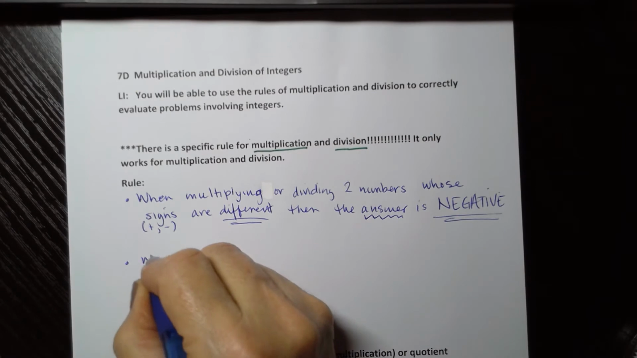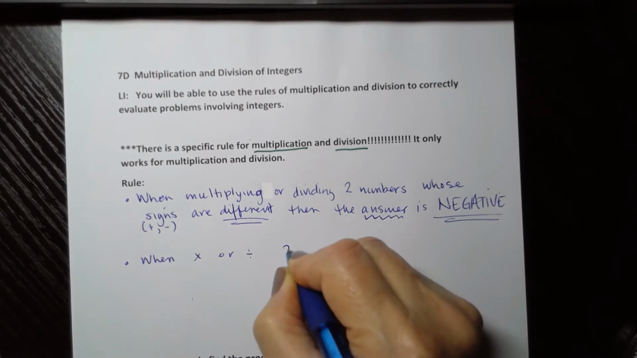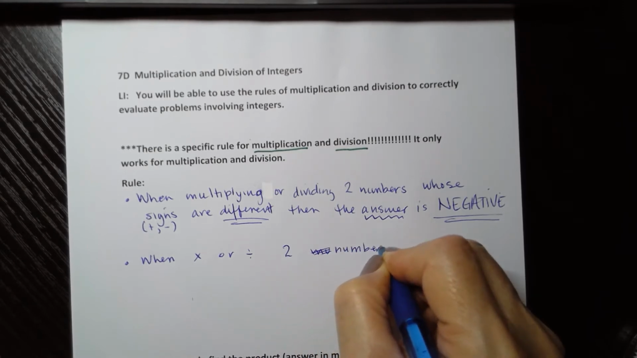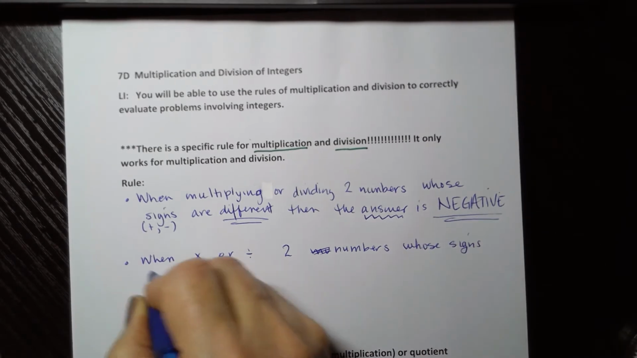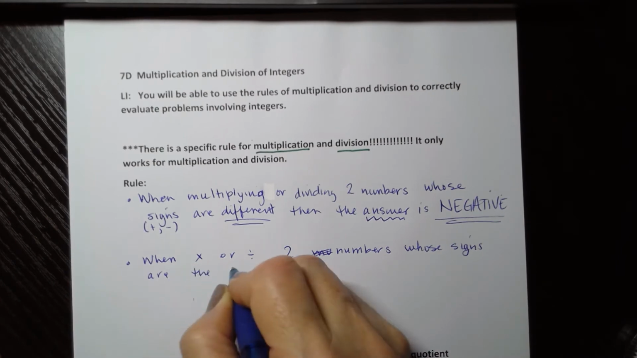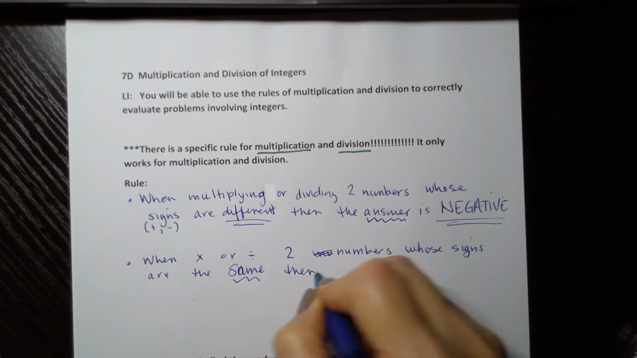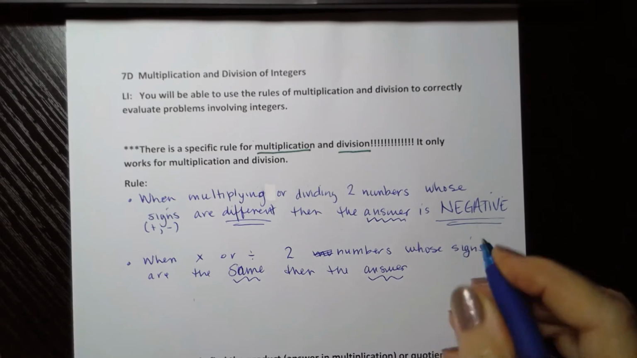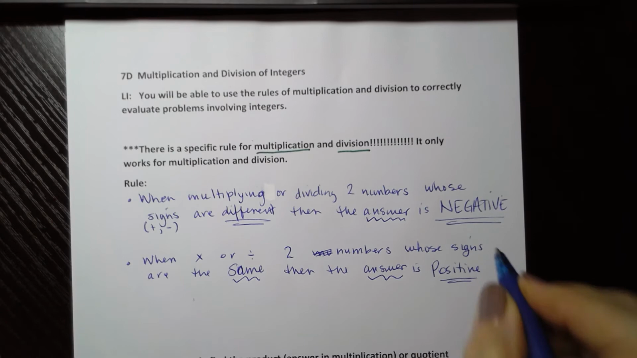Okay, when multiplying or dividing two numbers whose signs are the same, then the answer, the product or the quotient, is positive. Okay? All right, so those are the rules. Let's get down here and do some problems.